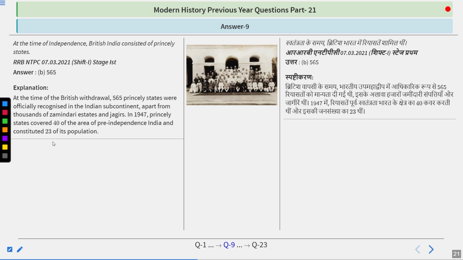All were merged into the Union of India after independence. Out of them, some also went to Pakistan, but 552 princely states were merged along with India, in which three very important princely states were also there, like Hyderabad, Jamnagar, and Kashmir.